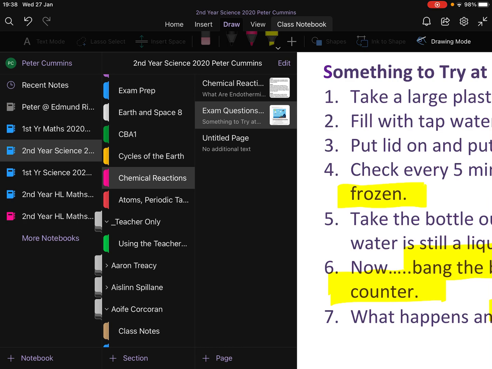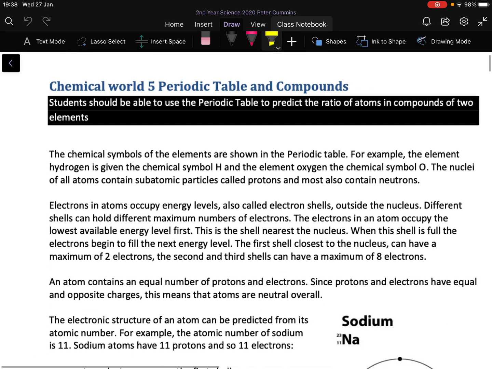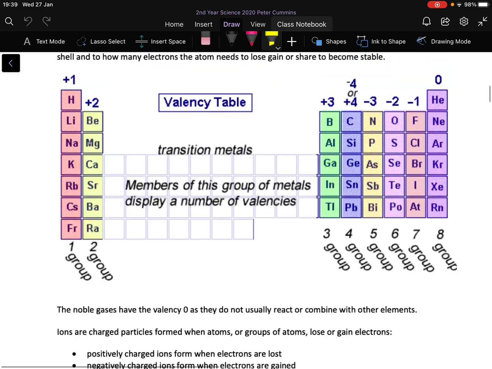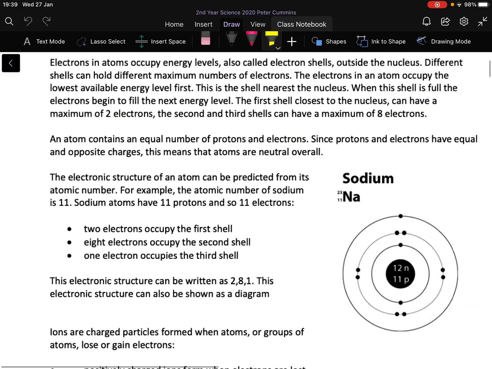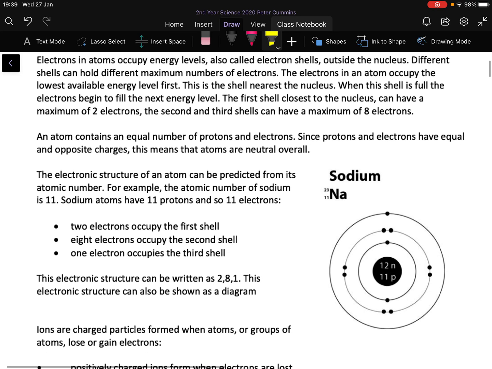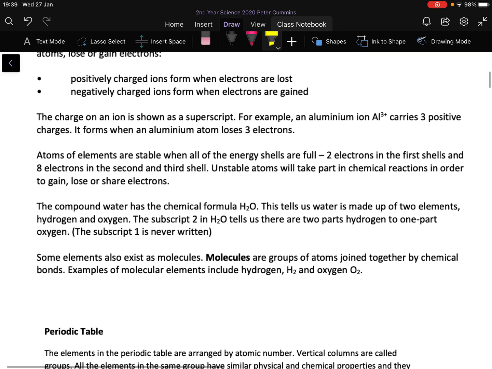Give it a shot. Now, I'm only going to do a small bit of this because there was a lot in what we just did there. Have a look at this now. This looks like an awful mouthful, right? But it's going to take us a while to get through this. There's stacks of stuff in here. What we're going to be looking at this year is the ratio of atoms in compounds of two elements. So it's all about things called ionic bonding and covalent bonding. Don't worry about any of this for the moment.